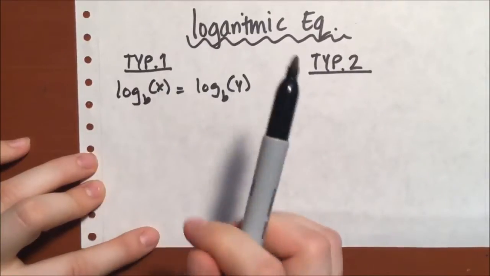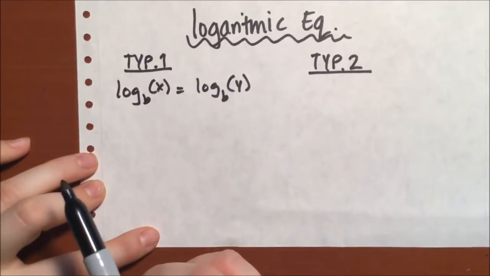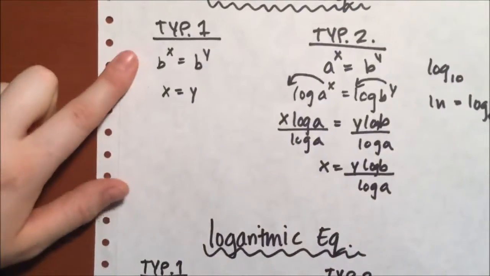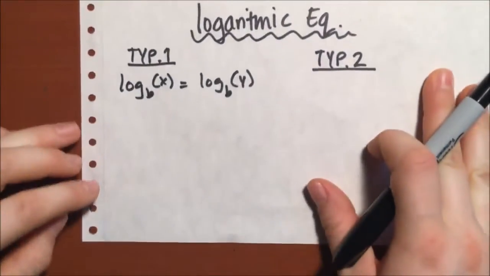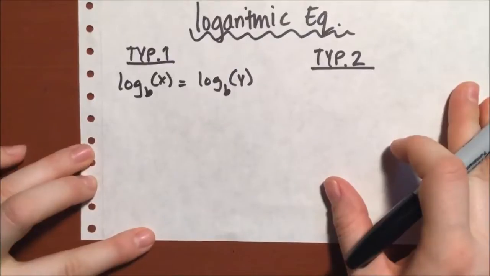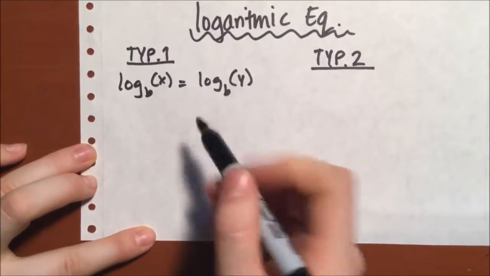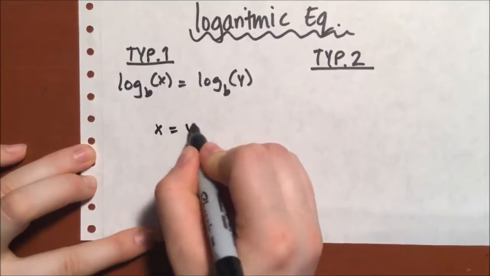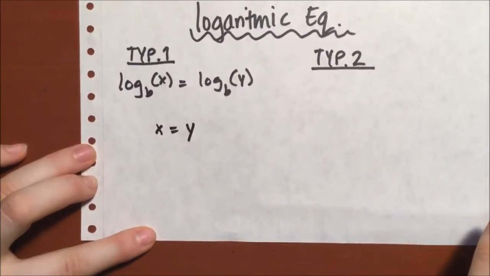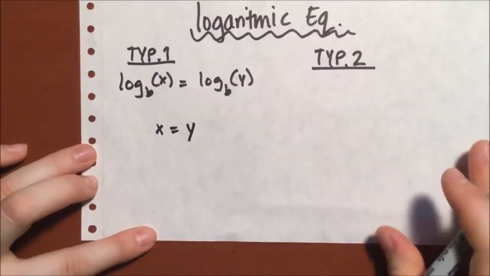Once you have one log equal to another log, what you can do is kind of similar to the exponential one for type 1. You'll equate the arguments. Okay, so this is the argument of this log, that's the argument of the other log. What we'll do is we'll equate them, and x equals y. Or you'll maybe have to solve around for x.